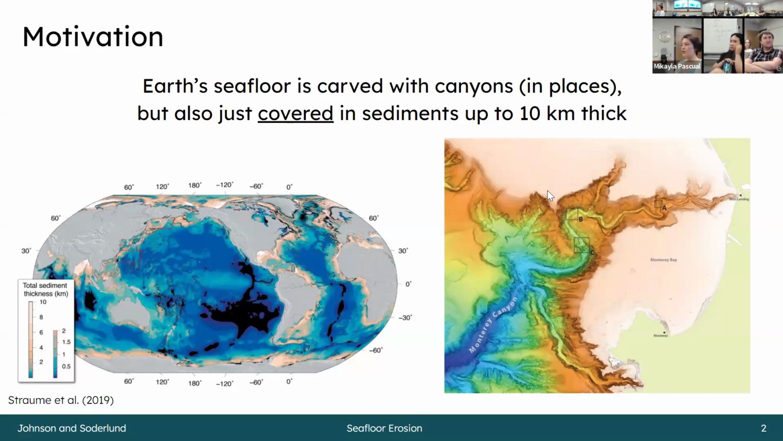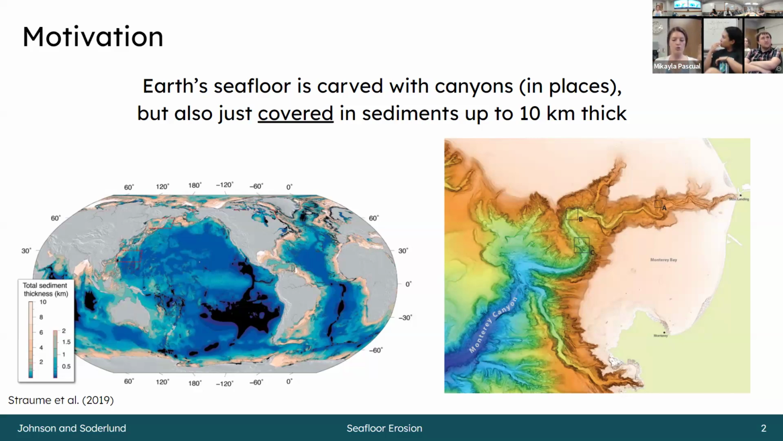So some of the motivation behind this project comes from looking at Earth's seafloor, which has some really big, amazing canyons that are carved on the edges of continental shelves. I'm showing Monterey Canyon off the coast of California here as an example. And then a converse to that is there are parts of Earth's ocean that are just absolutely covered with sediment layers, up to 10 kilometers thick. There's just so much sediment coming out of Earth's rivers, and biogenic sediment from organisms that die and then fall onto the seafloor.